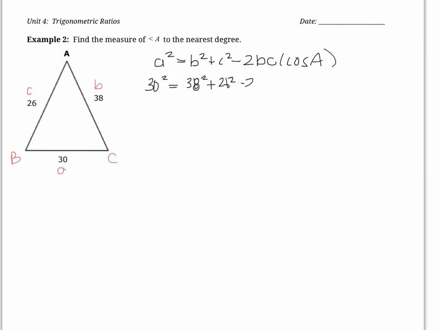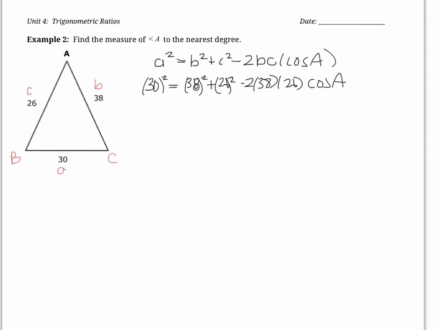Then we have minus 2. Maybe I'll just put this in brackets. 38 squared, 26 squared, 30 squared. We have minus 2 times b is 38, times c is 26, and then we have times the cos of A. Now we could start putting these numbers into the calculator, or we can use the calculator just one time. So whatever works for you.